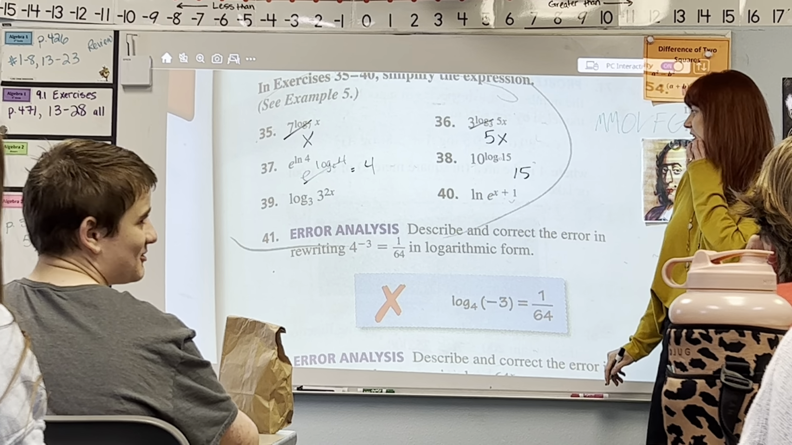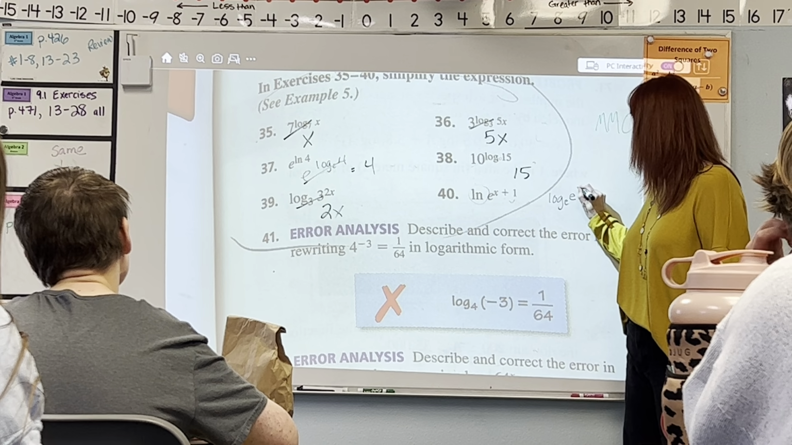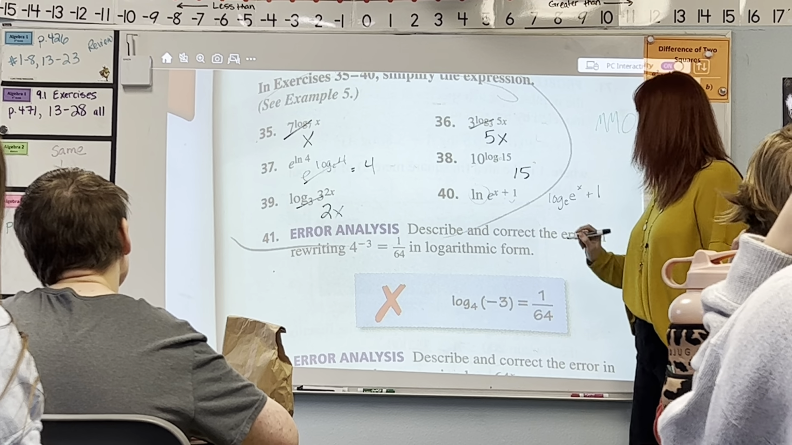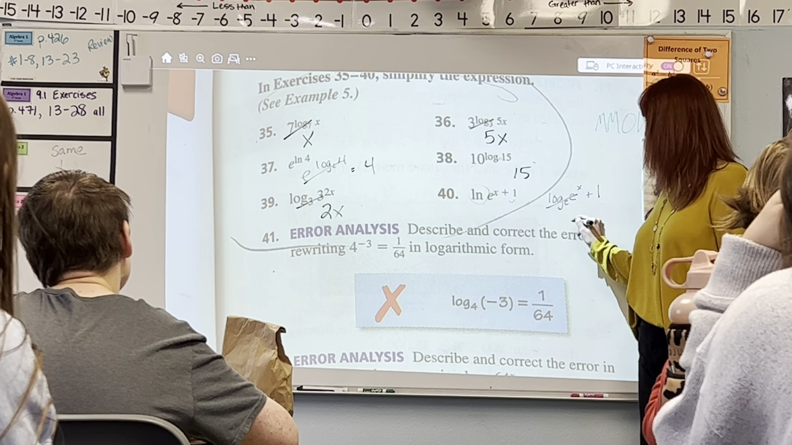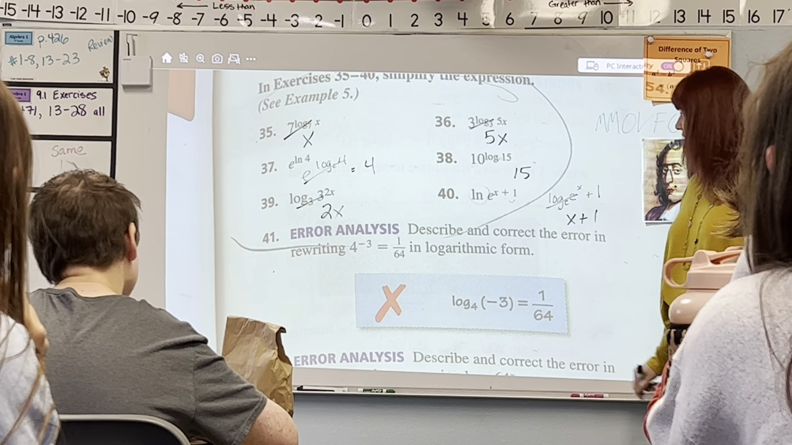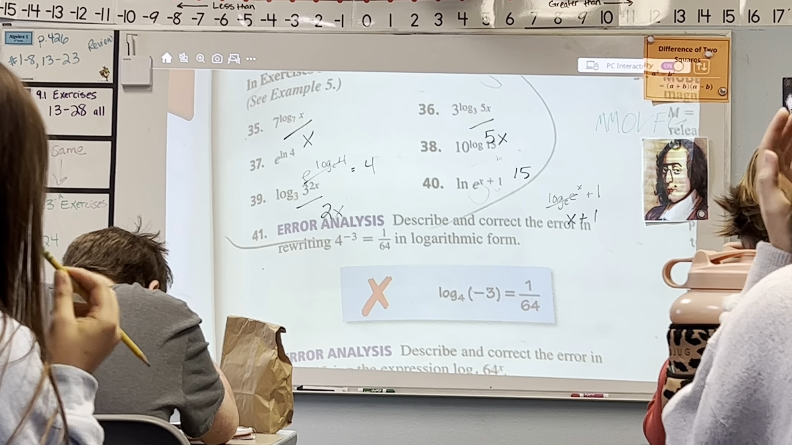Okay, so this changes to log base e of e to the x plus 1. Is it x plus 1? Yeah, it's x plus 1. So that's it? Oh, okay. Easy. Those were so easy, right? Just a bunch of canceling.